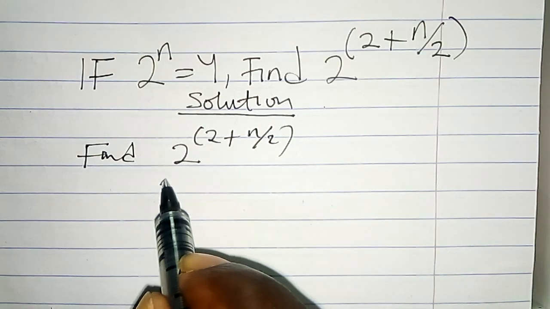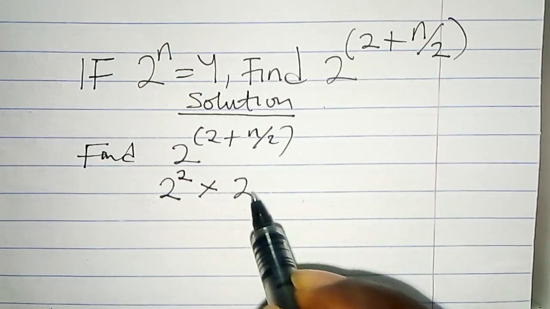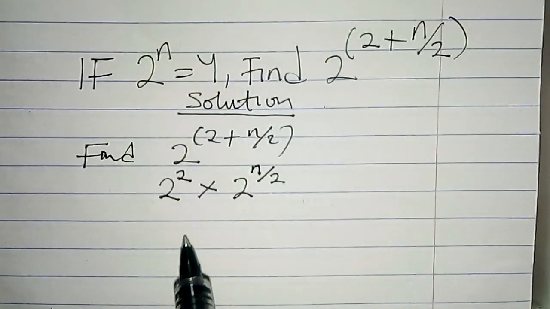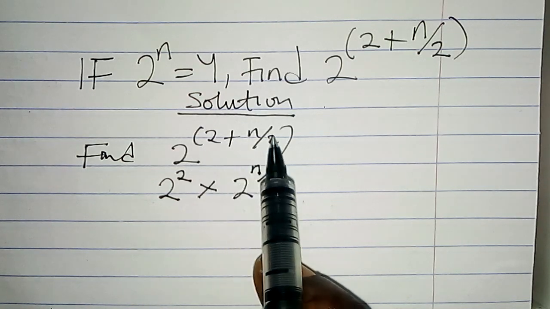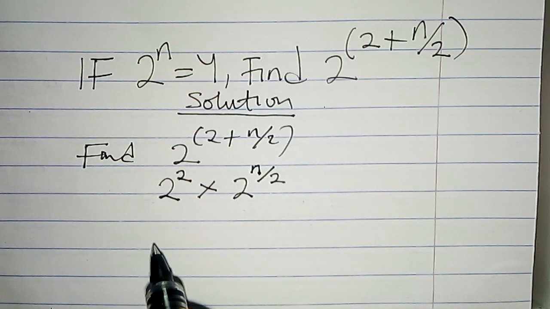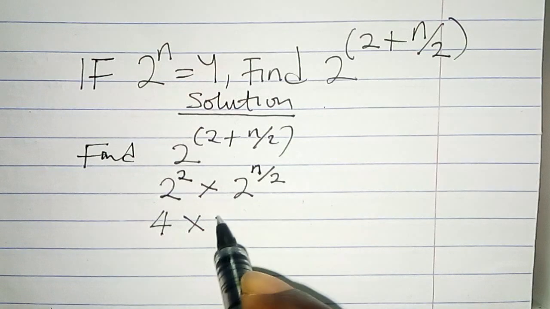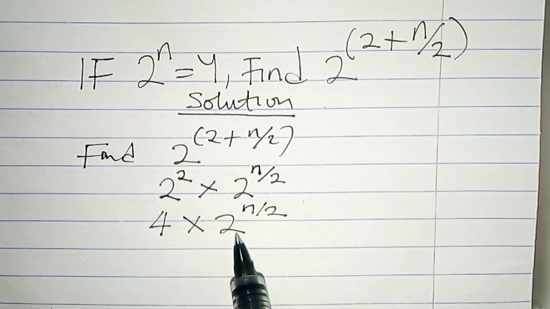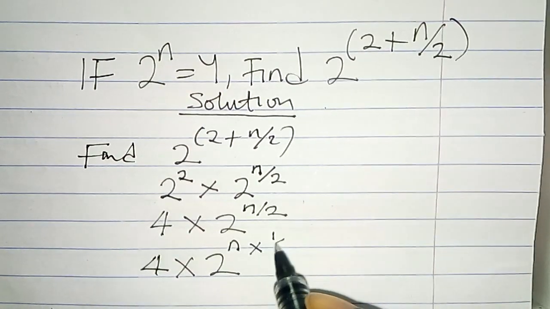That simply means that it was gotten from 2 raised to the power of 2 multiplied by 2 raised to the power of n/2. This led to 2 raised to the power of (2 + n)/2. So now we know that 2 raised to the power of 2 is 4, multiplied by 2 raised to the power of n/2. Now you will agree with me that 2 raised to the power of n/2 is the same thing as 2 raised to the power of n, all raised to the power of 1/2.